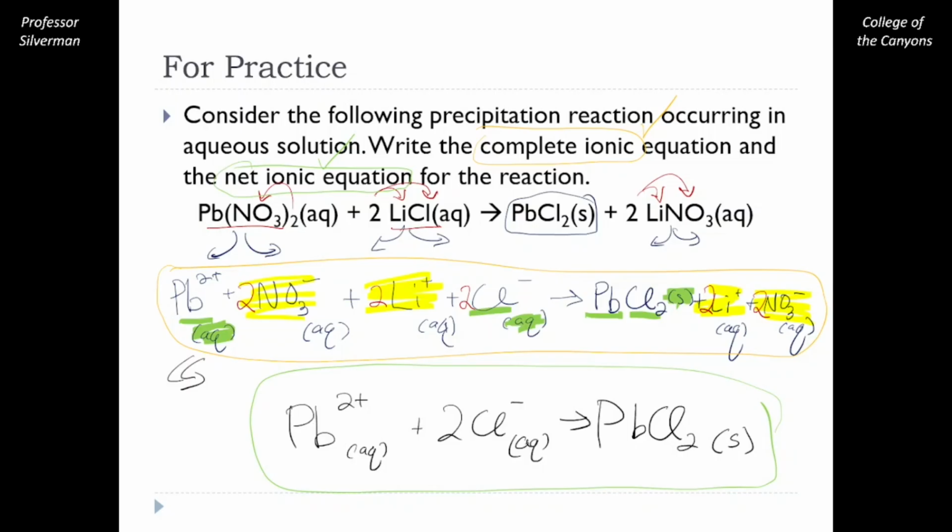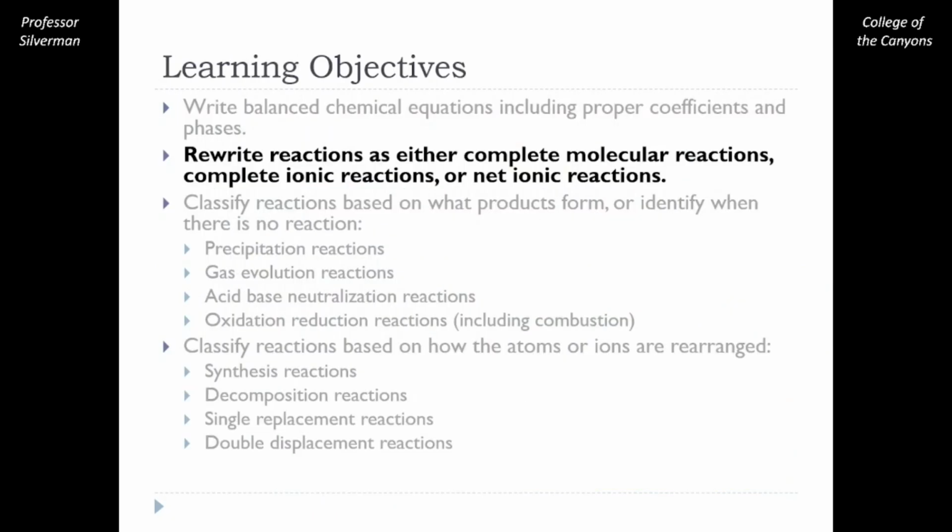Each of these is good for their own purpose. The molecular equation is nice to show what's going on. The complete ionic equation is more writing, but it gives us better intuition about what is actually floating around. And the final net ionic equation is a nice simplified picture that still gives us that intuition. There we go. Now we can rewrite our reactions as molecular reactions, ionic reactions, net ionic reactions.